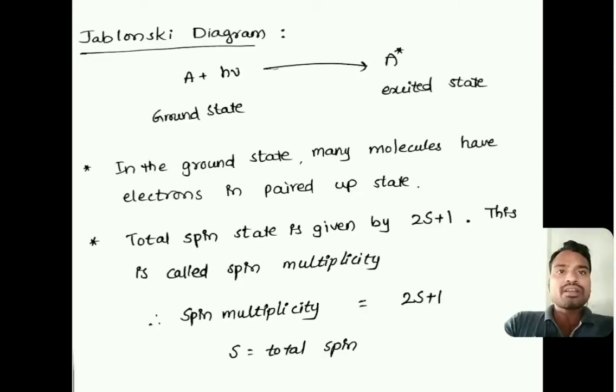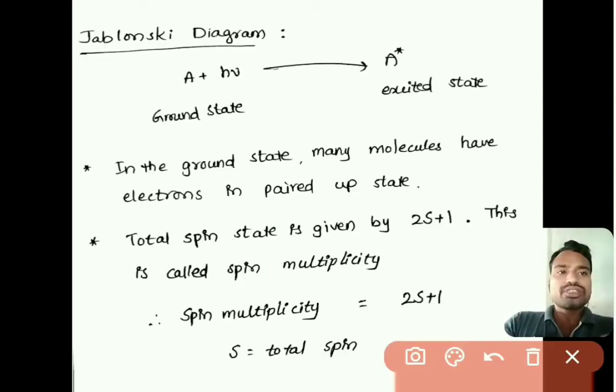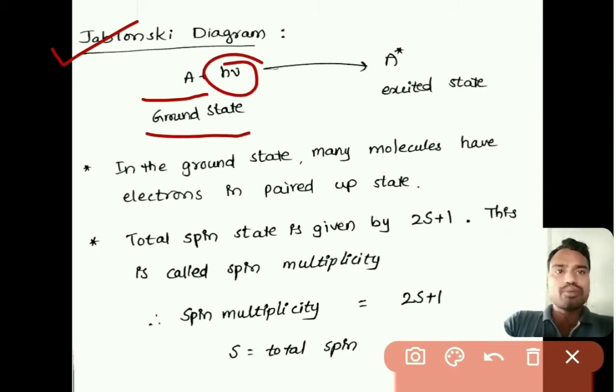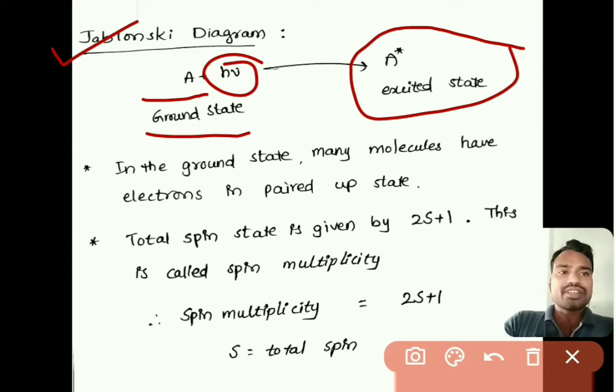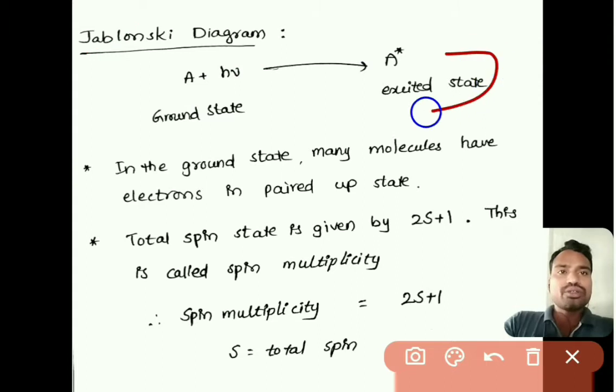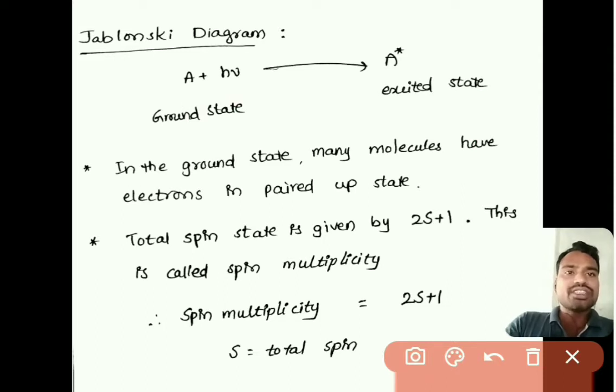Photophysical processes are explained through the Jablonski diagram. Now we will be discussing the Jablonski diagram. Just observe, A is a ground state molecule which absorbs some light energy and goes to the excited state. As it goes to the excited state, it will return to the ground state again by losing, by giving out the energy.